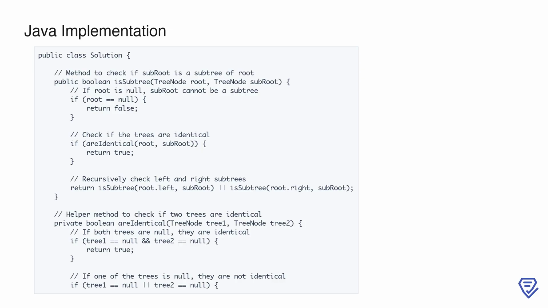Then, we define the r_identical method, which checks if two trees are structurally identical. The first condition checks if both trees are null. If they are, they're considered identical, so we return true. However, if only one of the trees is null, they cannot be identical, and we return false.